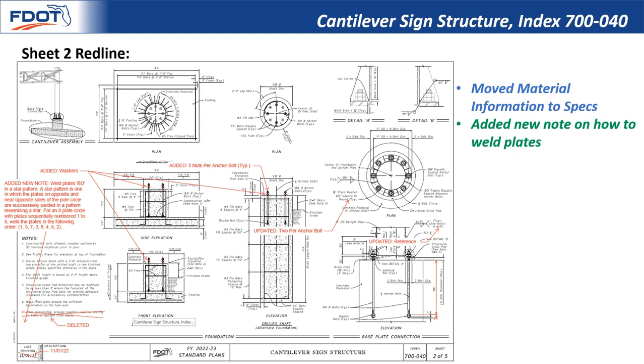So the reason I chose this specific index in the 700 series to highlight is that in addition to moving material information to the spec, we did make a few changes at the request of the Structures Office. We added a new note on the weld pattern for the BD plates shown on sheet 2. We also added a couple of callouts on the nuts and washers that were previously in the notes on sheet 1.